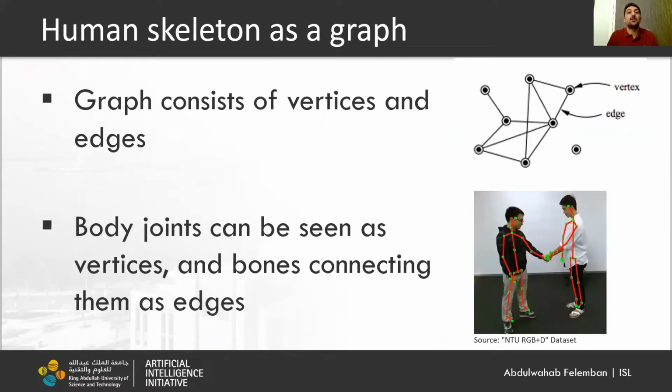The depth camera provides us a set of joints in a three-dimensional space. We can see these human skeletons as graphs. A graph consists of vertices and edges connecting them. The localized body joints can be seen as the vertices of the graph, and the bones connecting them as the edges.